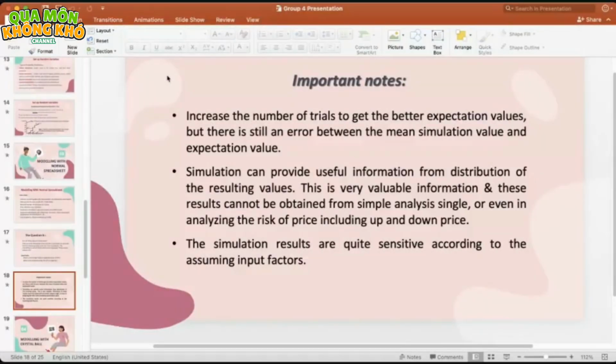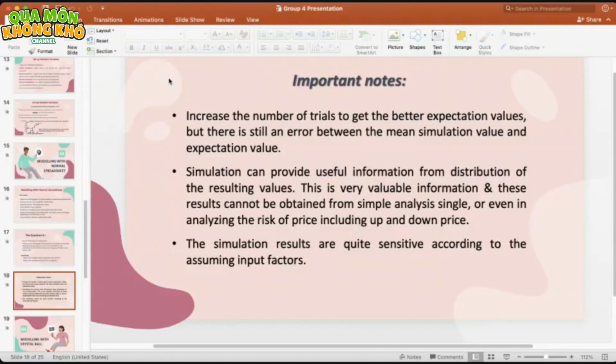values. But there is still an error between the mean simulation values and expectation values. Simulation can provide useful information from the distribution of the resulting values. And this is very valuable information, and this result cannot be obtained from simple analysis, or even in analyzing the risk of up and down price.